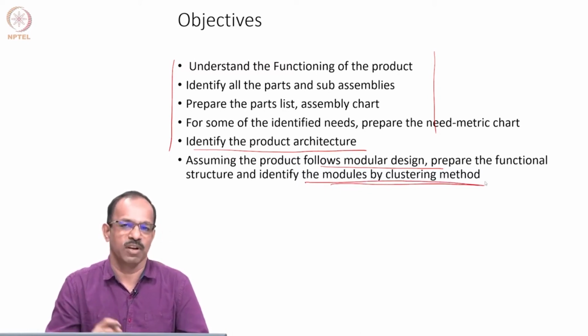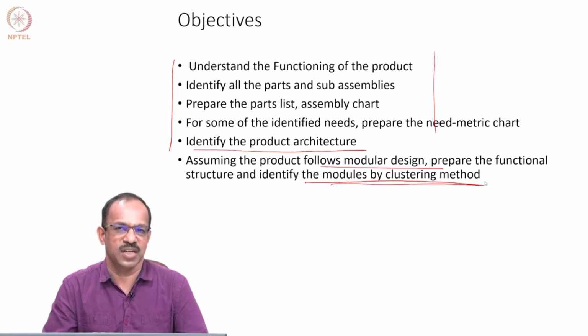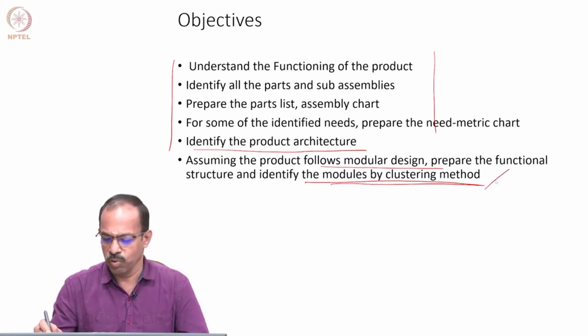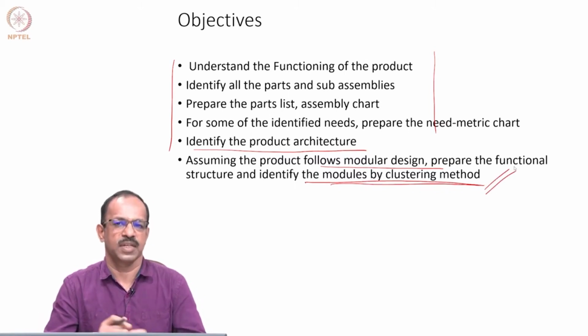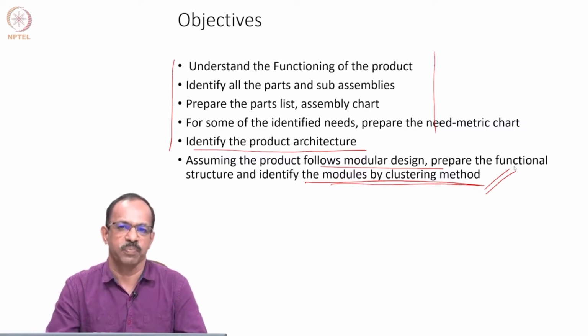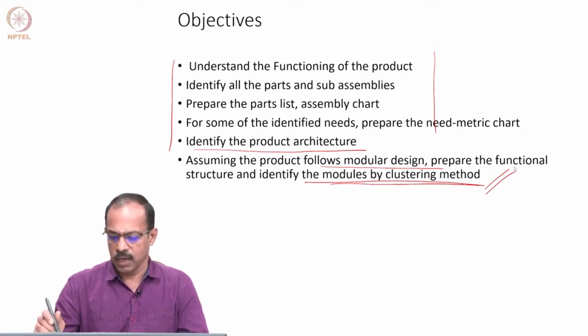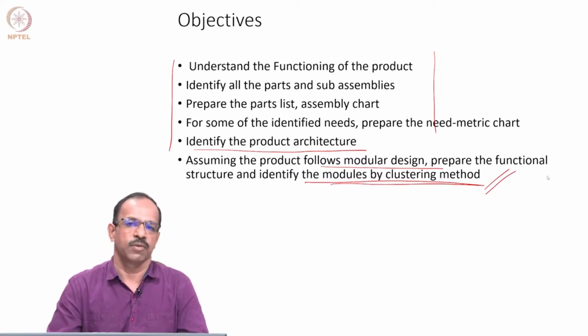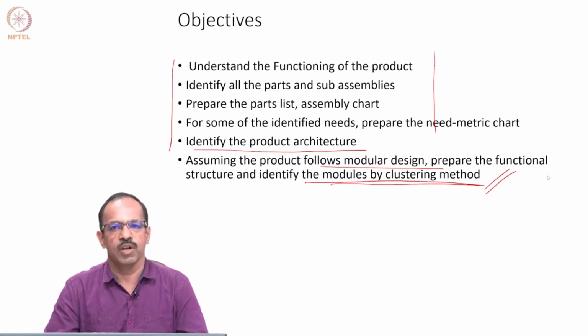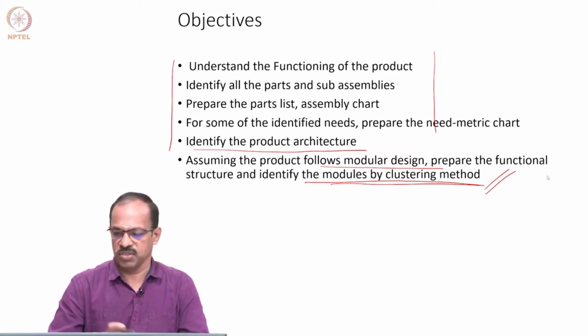For that you need to develop the decomposition chart and then identify the modules using the clustering method. The clustering method is the simplest form of module identification. So you develop the functional decomposition and then do the clustering. You can identify all the flow inputs and flow outputs, and based on that do the functional decomposition, and then cluster them to get the different modules. So this is what we will be doing in this exercise.